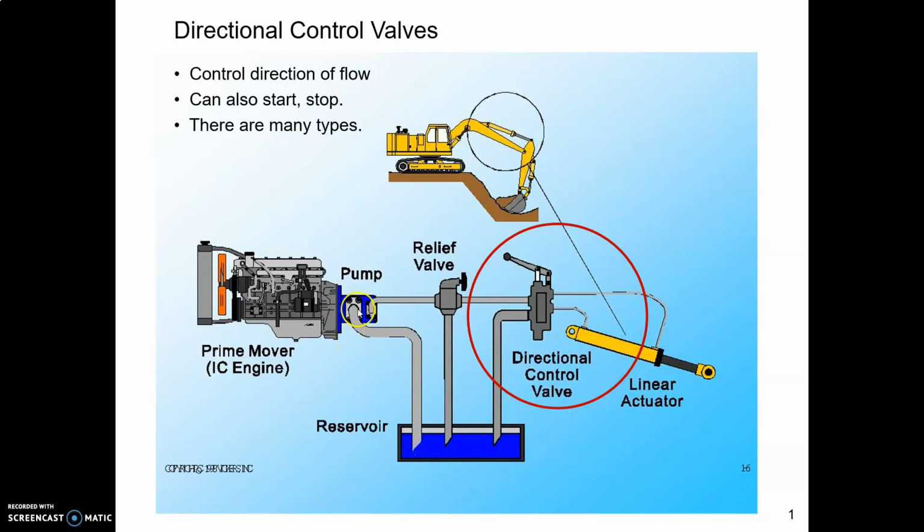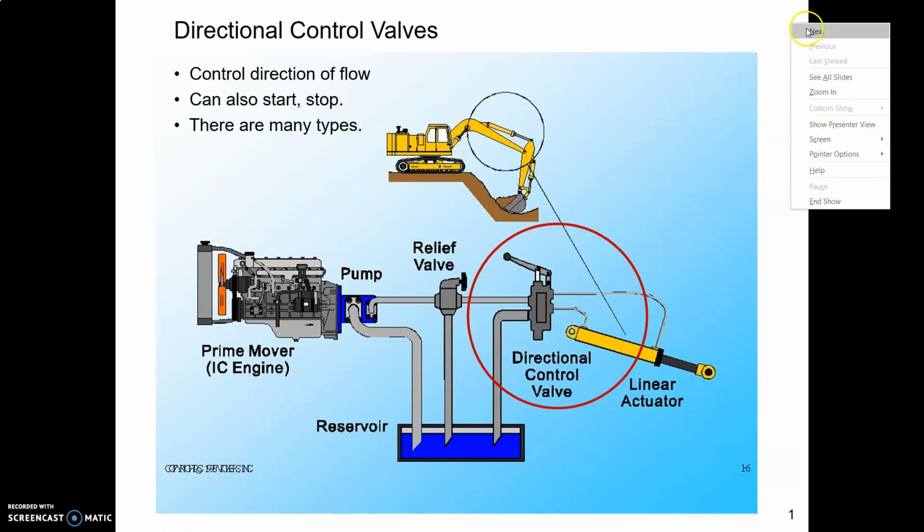A pump in a hydraulic system pumps hydraulic oil through the system over towards the actuators, and we need something to control the direction of flow, and for that we have a directional control valve. And let's look at primarily how to draw the symbols of those.